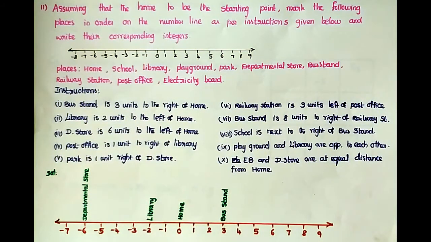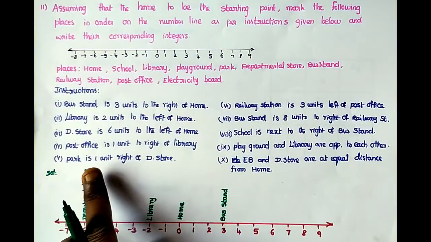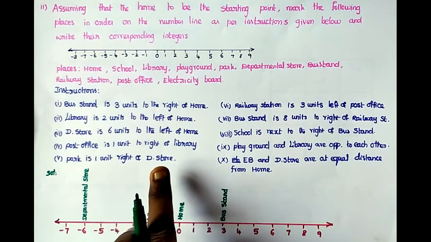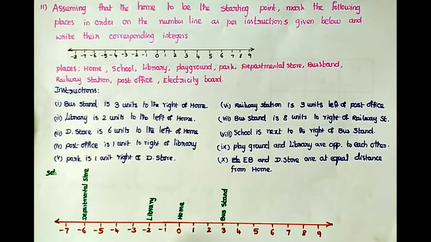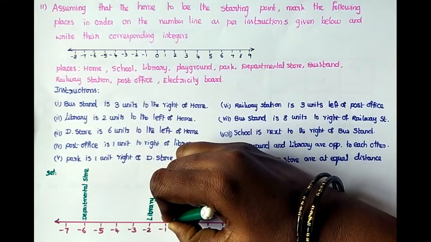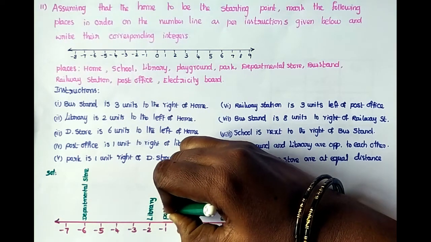Next one, the post office is 1 unit to the right of the library. Post office, 1 unit right side, that is the post office. So here, post office.